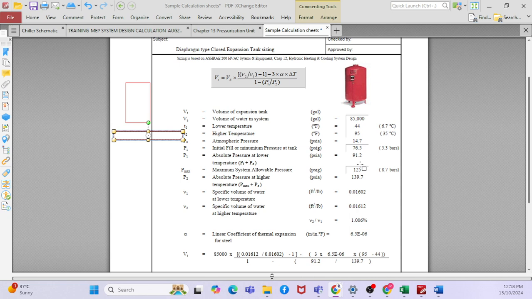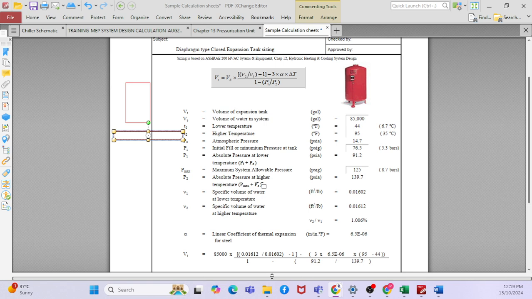If you go with the basement, you may have to go with the PN25 with a larger expansion vessel, but if you install on the top of the system, you may have to go with the PN10 at a lower size. That is why the maximum system allowable pressure is also required, right? So that is the maximum pressure. You have to see what the pressure is.